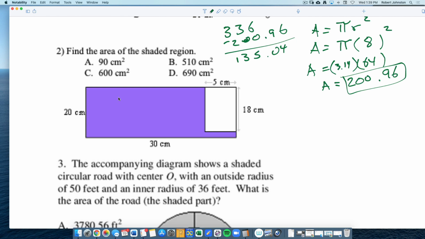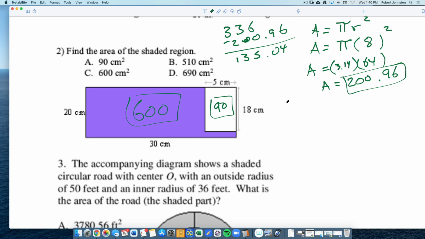All right, Kimberly, I'm ready. How'd you do 2? 20 times 30. 20 times 30 for the big one. What was that? 600. 600 is the area of this big purple shape. But then what was the area of the small one? 18.5. You can use your calculator if you want. You have to find the area of the big one and the area of the small one and then subtract them from each other. So what is 5 times 18? 90. Okay, so if I just want the purple part, how do I find that?